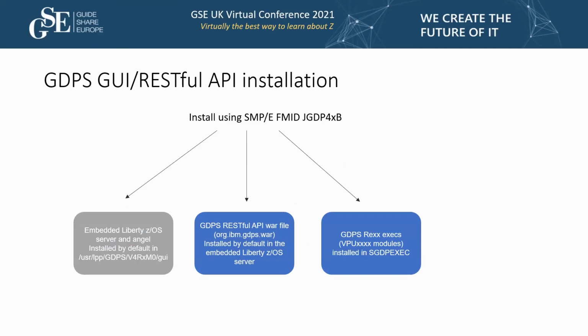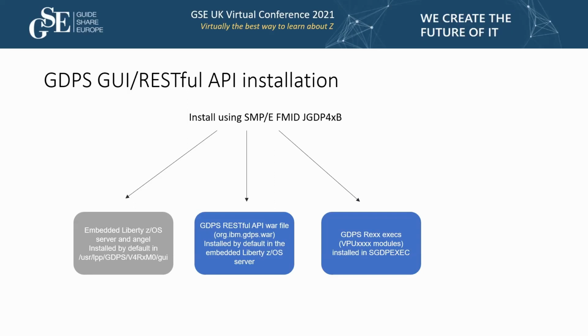Okay. So the GDPS GUI/RESTful API are shipped in the FMID JGDP 4XB. The X depends on your GDPS version, and we have 3 components. We have an embedded Liberty z/OS. This is the Liberty server and the Angel process that GDPS will use to run the GUI. It's installed under the USS and in the path that is written in the gray box on the left.